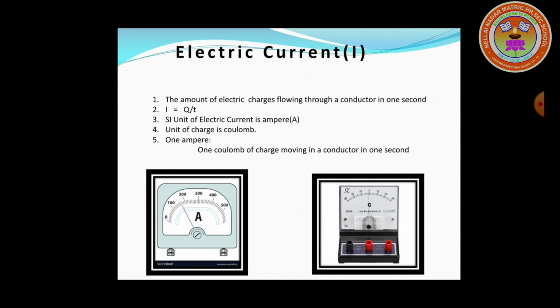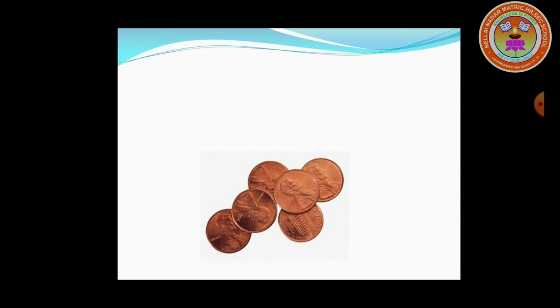Do you understand, children? So we discussed what is temperature and what is electric current. So 2 physical quantities are over. I hope you understand. So now let us see the figure. What is this? Coins are shown. Let us consider them as copper coins. It looks like that, I think. Can you count the number of copper coins in the picture? Yes. How many? 6. Okay, very good.